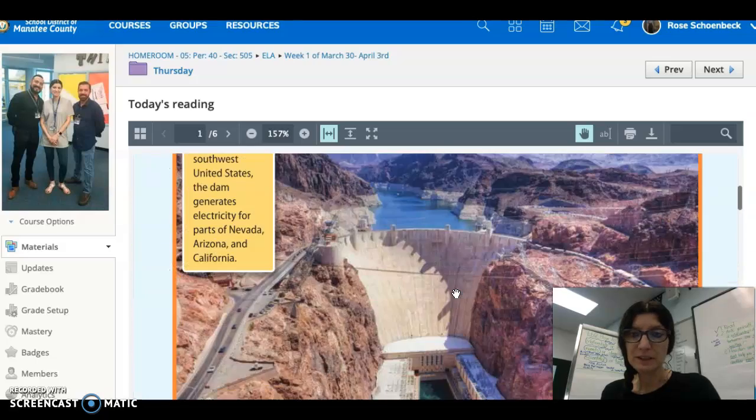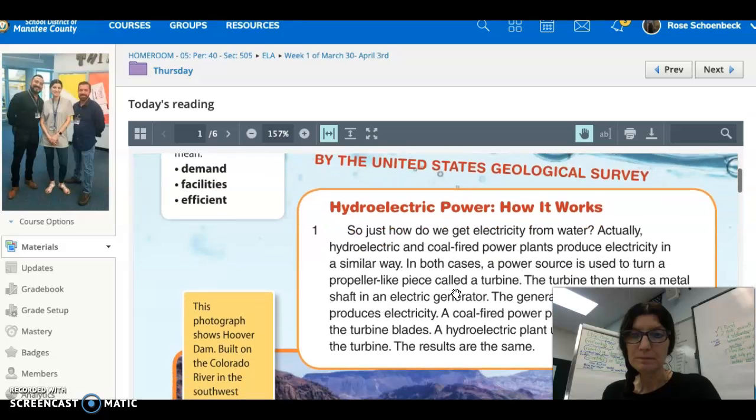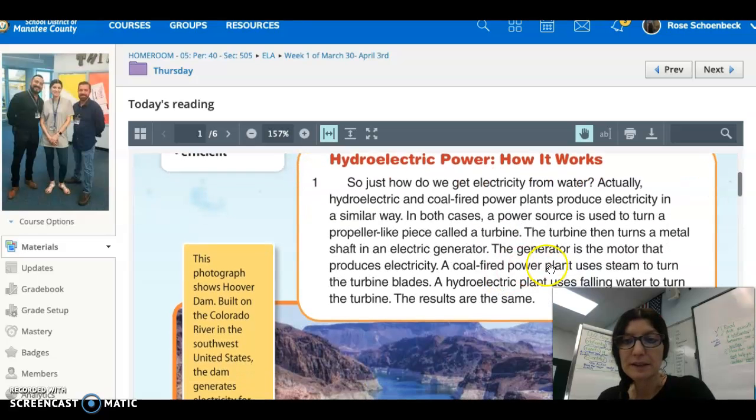Okay, and then our other stuff that we're going to get to. So let's go ahead and get to this read. Just how do we get electricity from water? Actually, hydro and coal-fired power plants produce electricity in a similar way. In both cases, a power source is used to turn a propeller-like piece called a turbine. The turbine then turns a metal shaft in an electric generator. The generator is a motor that produces electricity.